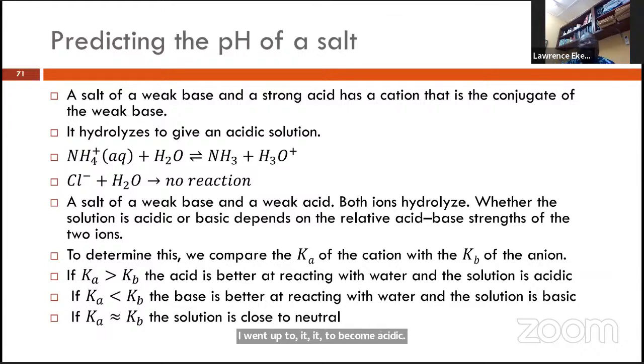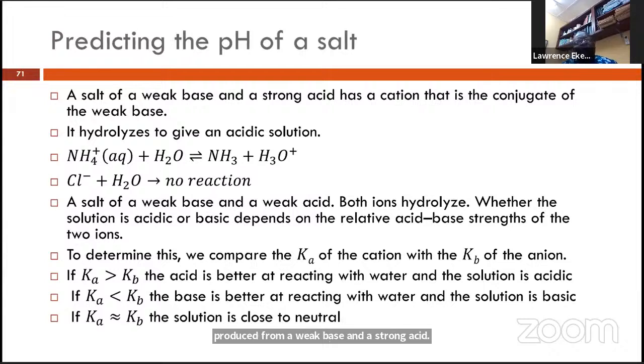Okay, so if you look at the reaction here, ammonium plus with water gives you ammonia, which is a base, and the hydronium ion. So you have more of the hydronium ion in solution. And because the hydronium ion is more in solution, it will now make the solution become acidic. That is a situation where you have a salt that is produced from a weak base and a strong acid.